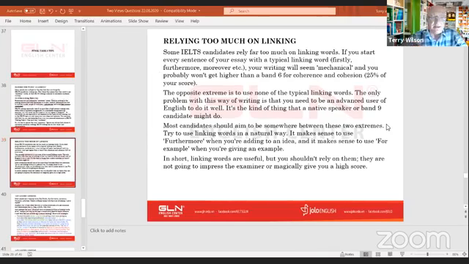And notice in a couple of the essays, paragraphs began with nevertheless, which is another good linking word to use. In short, linking words are useful, but you shouldn't rely on them. They are not going to impress the examiner or magically give you a high score. And with my students, I spend a lot of time on linking words and phrases because some of those that you're taught at school, really, they're just wrong. They're not appropriate for IELTS essay writing.